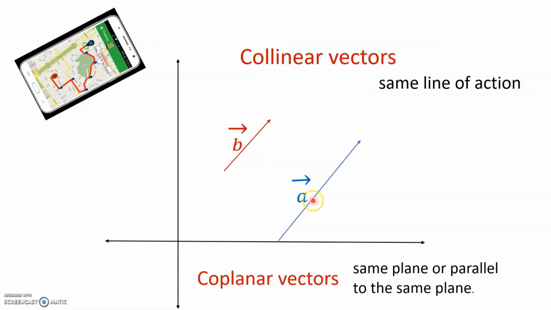Now, consider two vectors, vector A and vector B, right? You will notice that they are in the same direction. They're parallel to each other. So they have the same line of action. Such vectors are called collinear. And coplanar vectors are vectors that are in the same plane. And we will get more into coplanar as we go deeper into the topic.